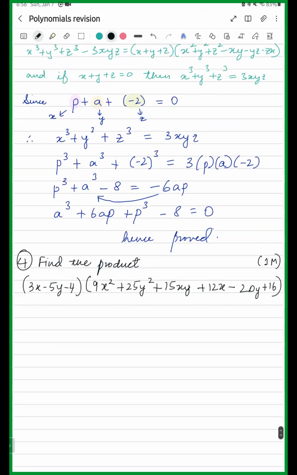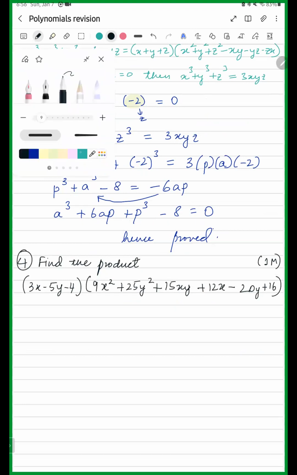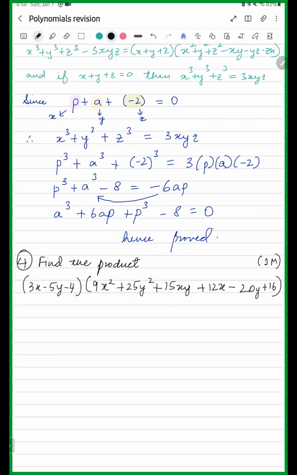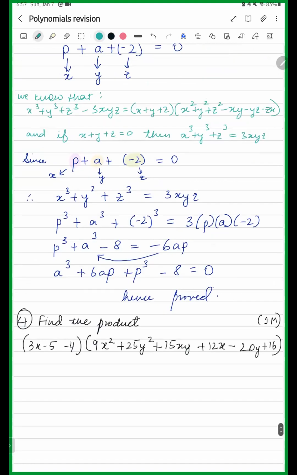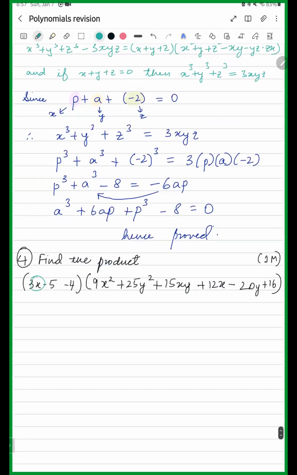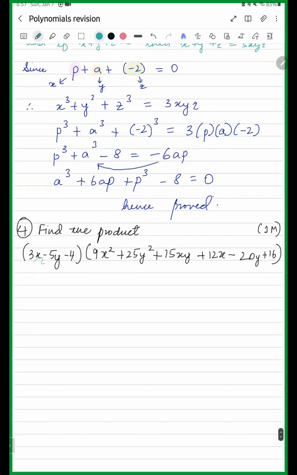So here you need to identify your x, y, and z. We already have x and y, so we're not going to write it in this form. Instead of x and y and z over here, we will write it as a, b, and c, because we already have x and y here. So in order to avoid any confusion, we will write that here a is 3x, b is minus 5y. Don't write just 5y. And c is minus 4.